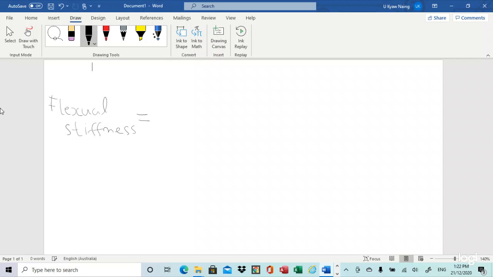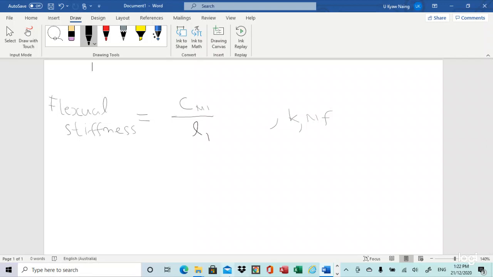Flexural stiffness ratio is equal to Cn1 by L1, where K and NF are the factors needed to calculate the flexural stiffness ratio. This equation is the flexural stiffness ratio formula.